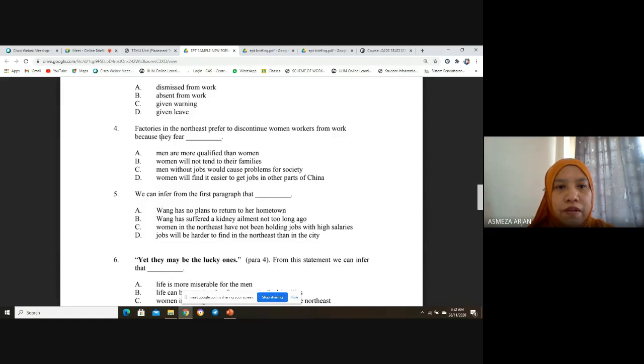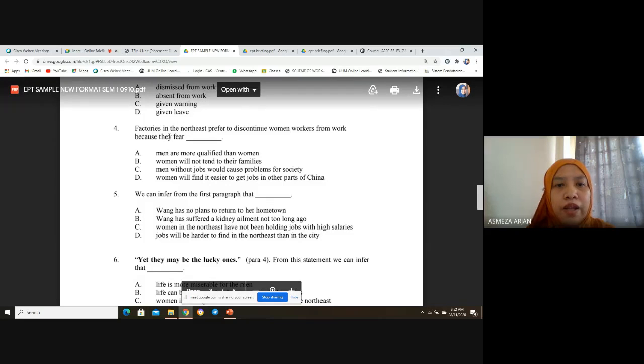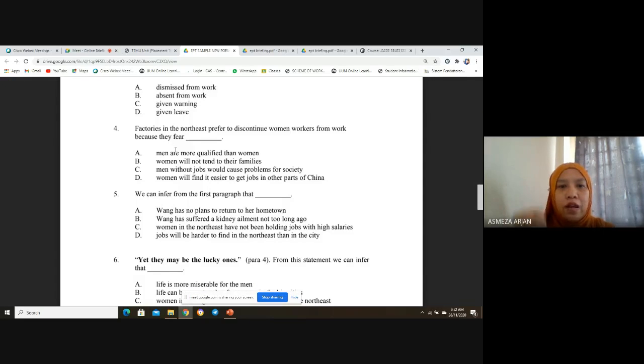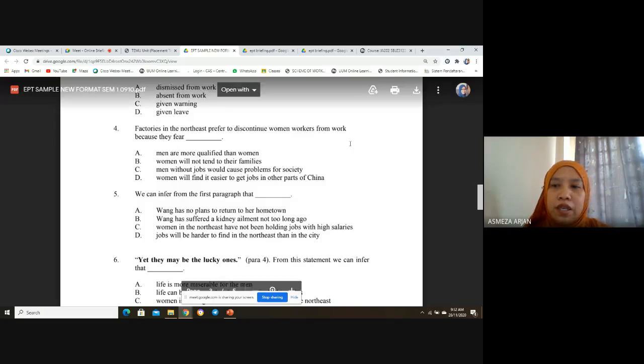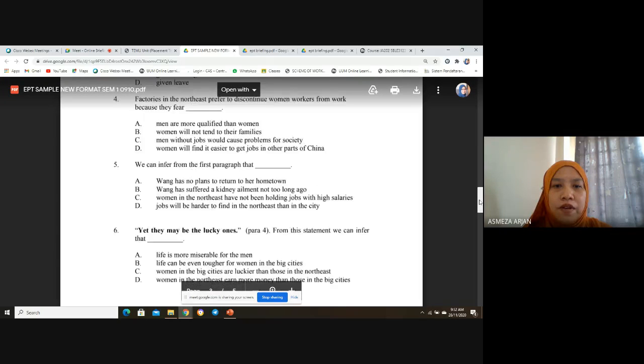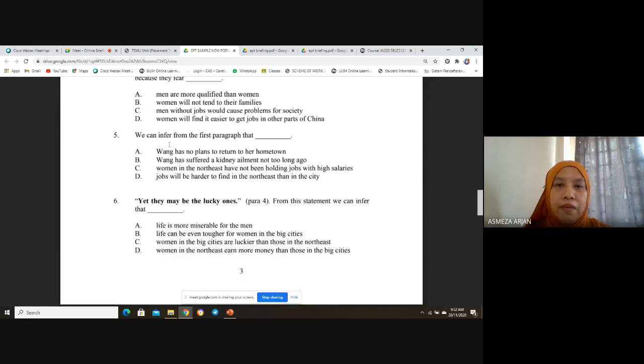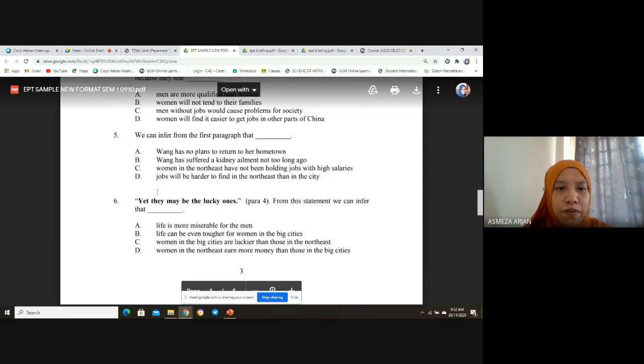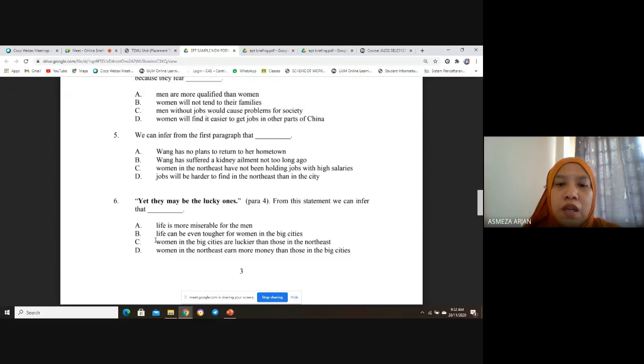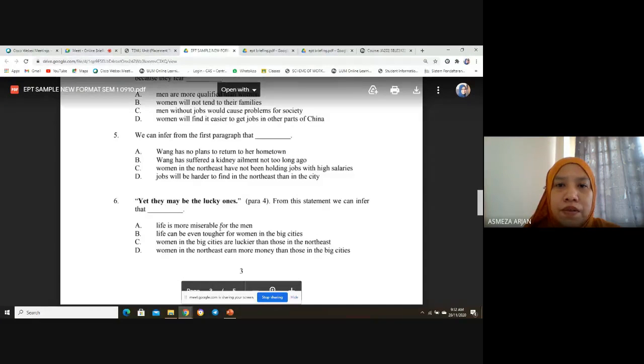Why are they fearful? Factories in the Northeast prefer to discontinue women workers from work because they fear. Fear of what? So you go to the passage and find what they fear. And we also have inference questions. We can infer or we can imply, both are the same word. This one is also an inference question. From this particular statement, what can you infer? So inference questions here are a bit different.